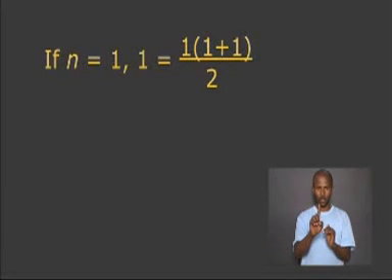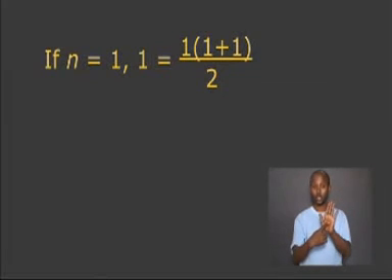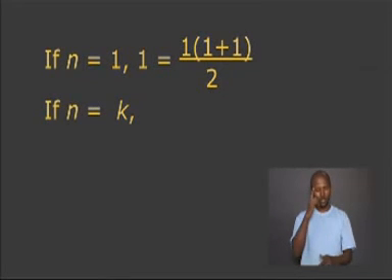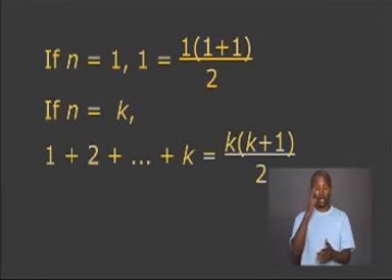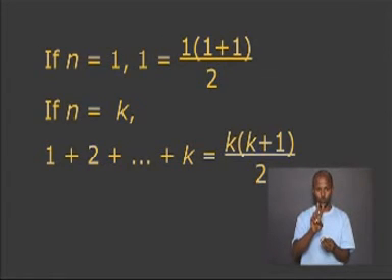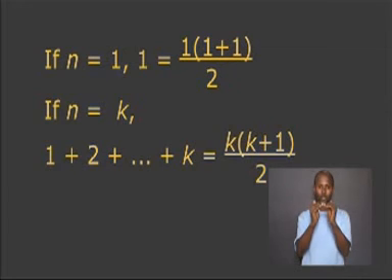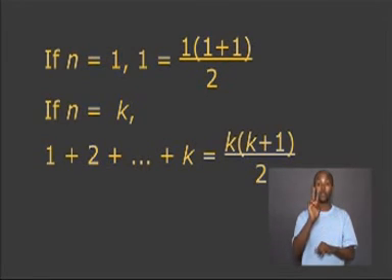When n equals 1, the statement is true, as demonstrated here. Let us suppose that it is true for n equals k. This assumption would be expressed this way: 1 plus 2 plus 3, and so on, plus k equals k times the sum of k plus 1 divided by 2.